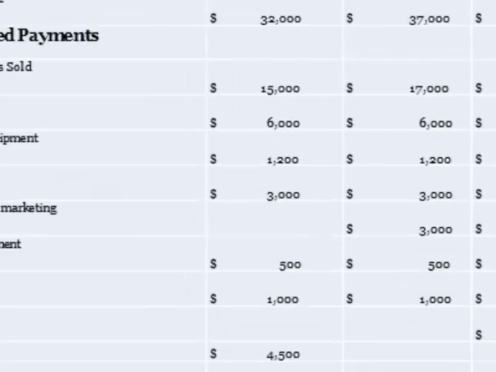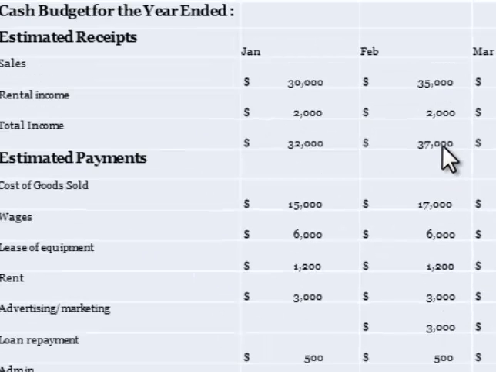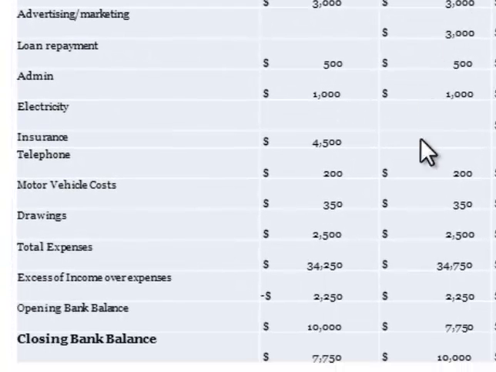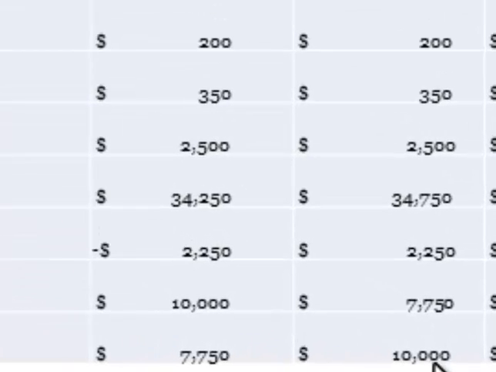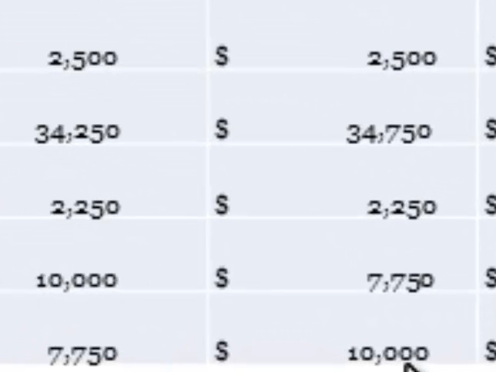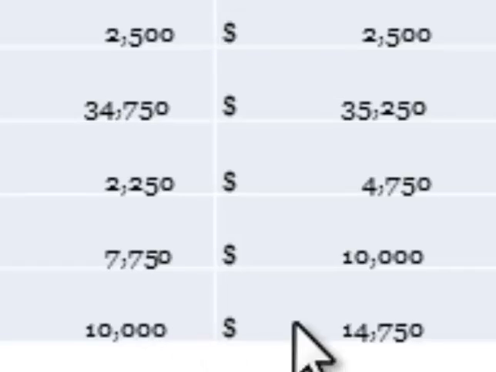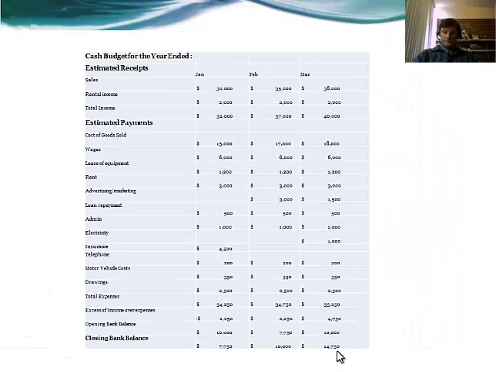In the next month, in February, we had $37,000 worth of inflows or estimated receipts. The total estimated payments here were 34. So now we're looking at a positive 2,250, which adds to that, and we're back to the 10,000 that we started with. And similarly, we had another positive contribution expected in March. Therefore, we expect to have 14,750 at the end of March.